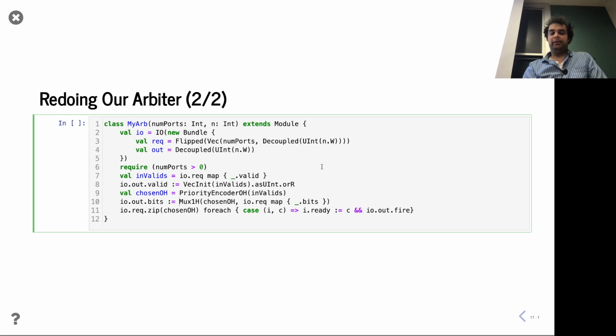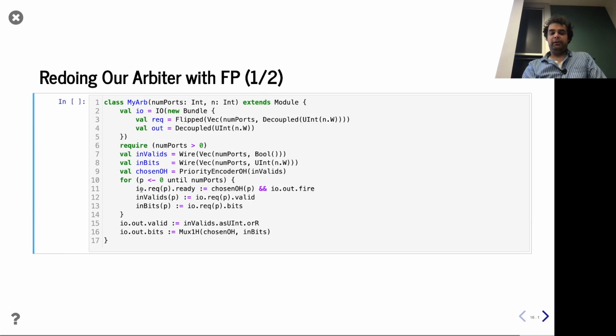So wait, what happened to bits? Well, what happened to bits is over here we went through the effort of making a wire vec of whole bits. We connect them all up with the for loop. And then when it comes time to produce the output, we use this one hot mux, which can use that chosen one hot, so also working on one hot. And then we get bits.